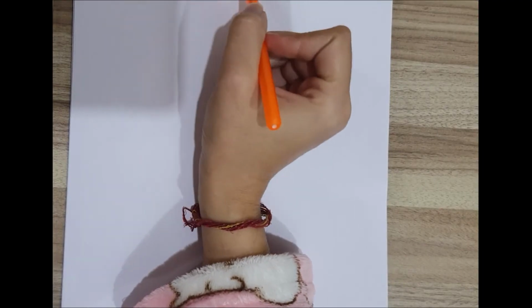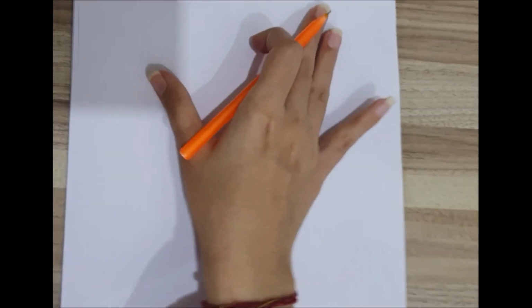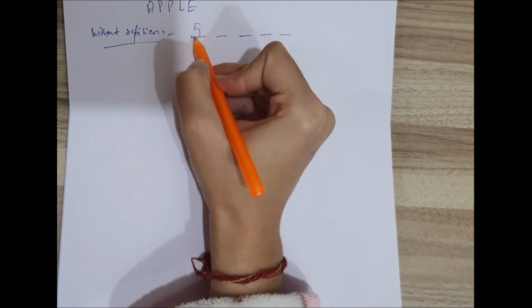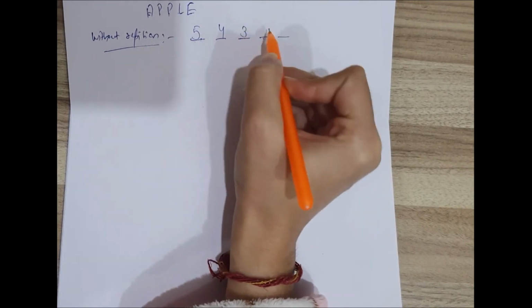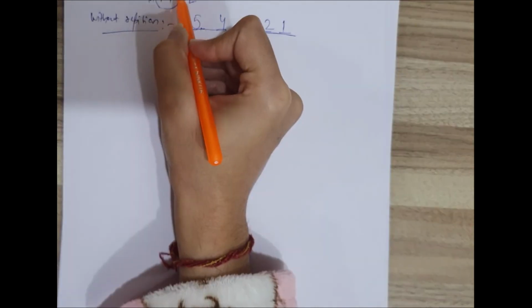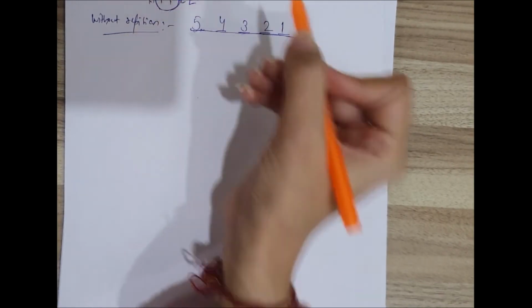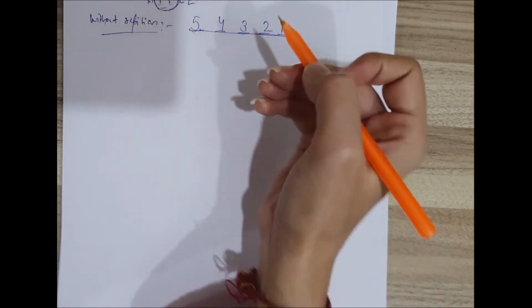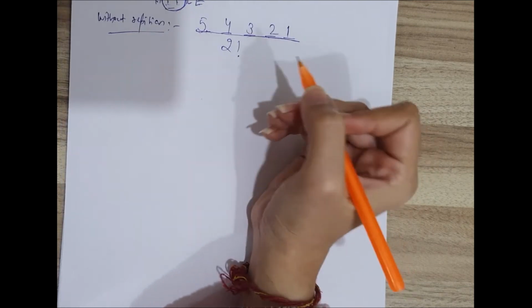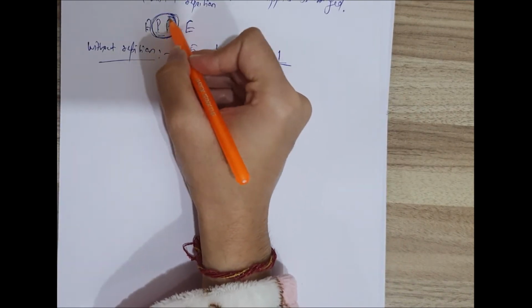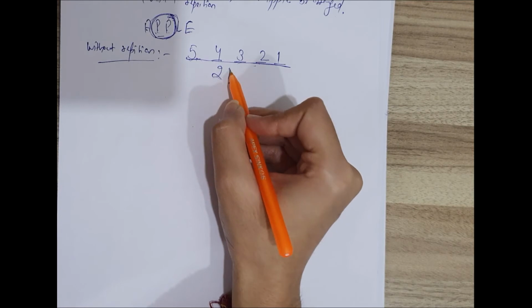In how many ways can the letters of the word APPLE be arranged? Now, here 5 cases can be there. 5, 4, 3, 2, 1. Here when letters repeat, we have to divide. Here 2 letters repeat, it means that we will divide it by 2 factorial. Here 2 letters repeat, therefore we divide it by 2 factorial.